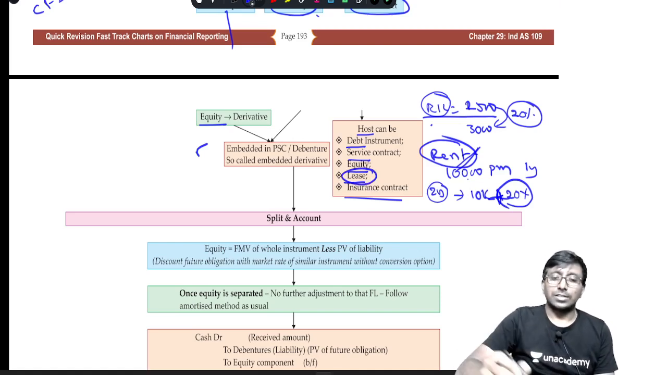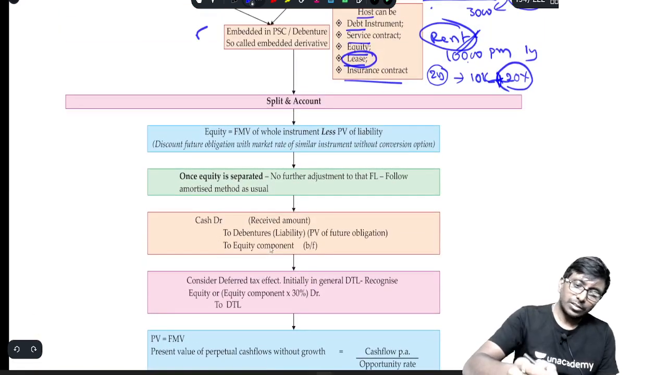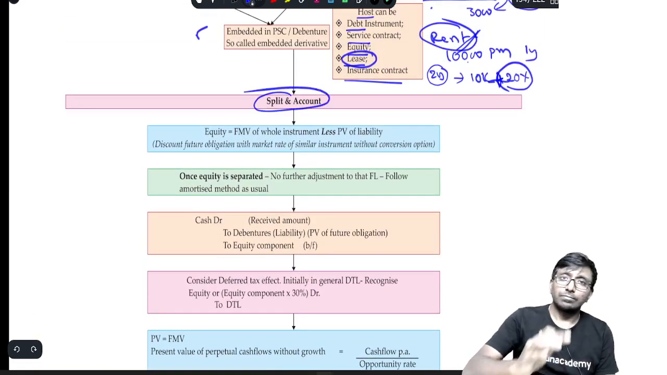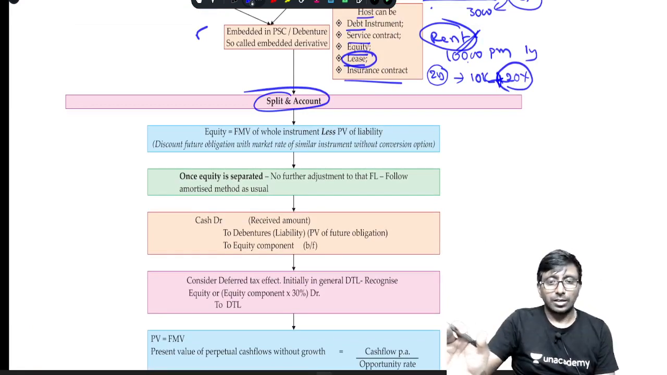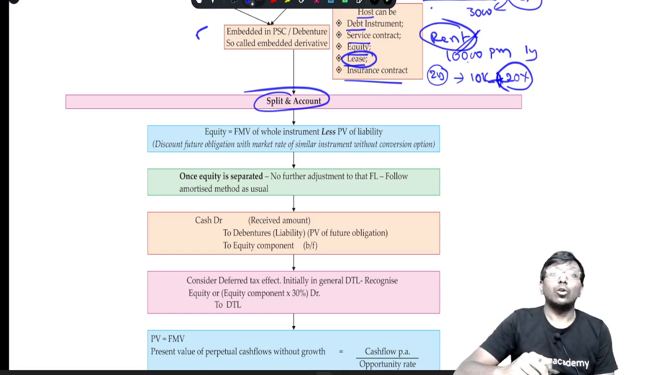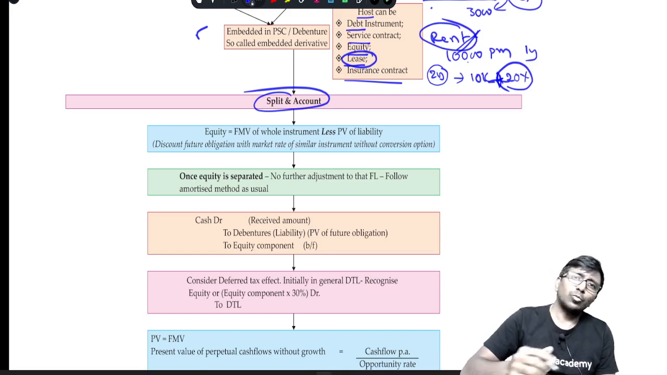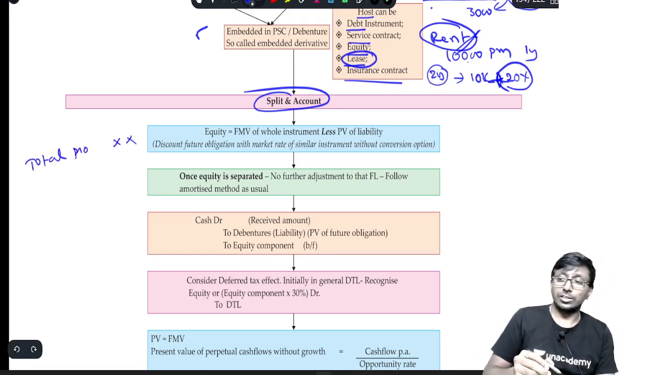Understand? Fine. Now what are we supposed to do, sir? I said we have to split and account it: equity, liability. You have to separate it, bifurcate it, and account for each. Okay, how do you bifurcate it, sir? Very simple. What have you received in total? Total proceeds, how much did you receive? Some XX I got, sir.